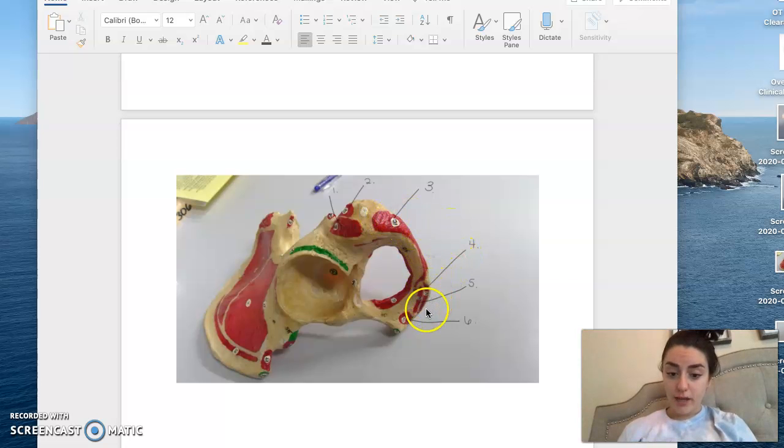Number 4 right here would be the origin of the gracilis. Number 5 would be the origin of the adductor brevis. And number 6 would be the origin of the adductor longus.